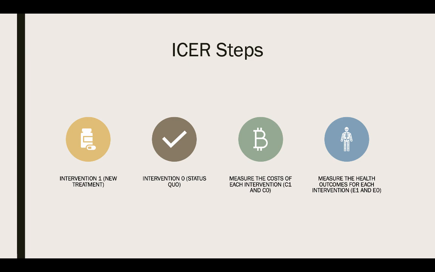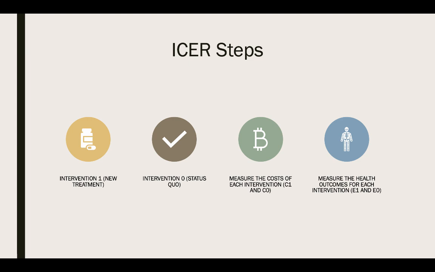And then we add in for our incremental cost effectiveness ratio our health outcomes, our health utilities, for both of those interventions. So whatever I'm doing now, that's effect zero. We're spending something. There is a cost to what we're doing now, and there's an effect to what we're doing now. There's a health effect, a health utility effect, to what we're doing now.